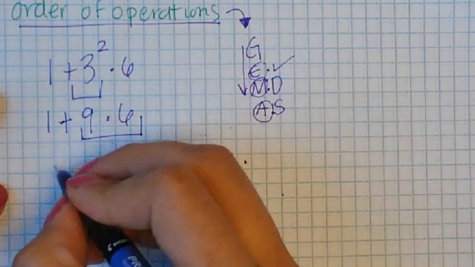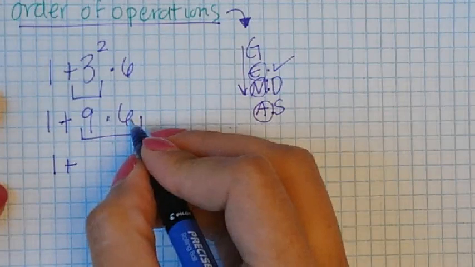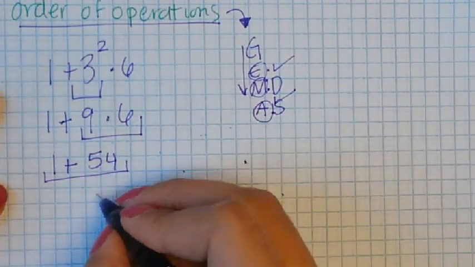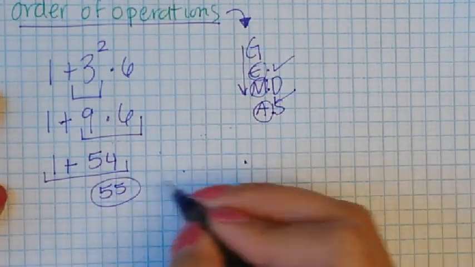So this is the multiplication. 1 plus 9 times 6 is 54. And then finally I'll do the addition. 1 plus 54 is 55. So that will be my answer.